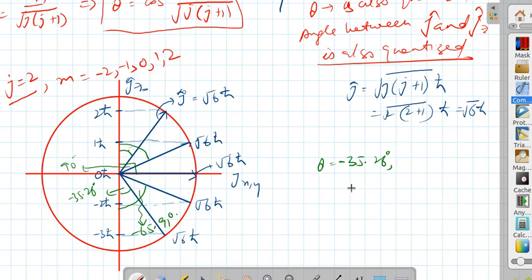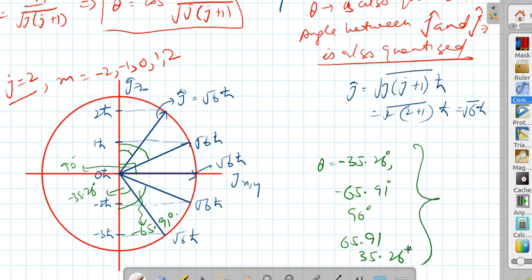So let me write down these angles: 65.91 degrees, then 90 degrees, then 65.91 degrees, and 35.26 degrees. These are the angles which are coming, and all these angles are quantized in nature. So this is the graphical representation, and similarly we can represent it for higher values of j.